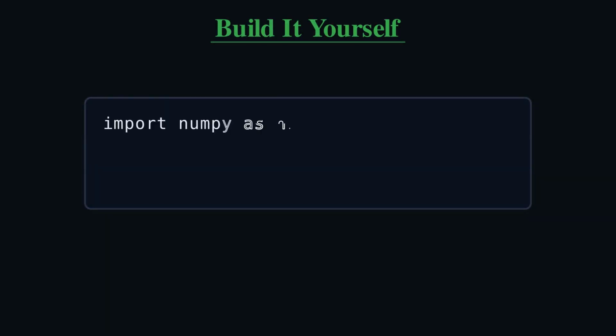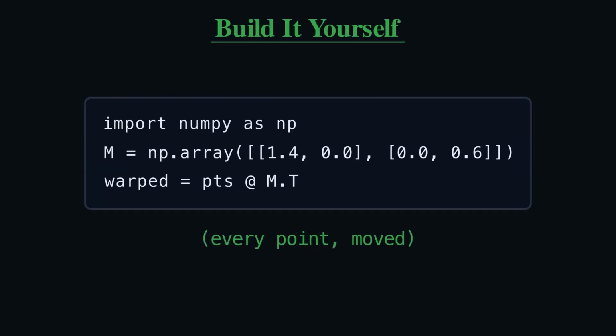And you can bend a real image yourself in 3 lines of NumPy. Make a matrix, multiply your points by it, and the whole picture stretches. The full notebook is in the description.